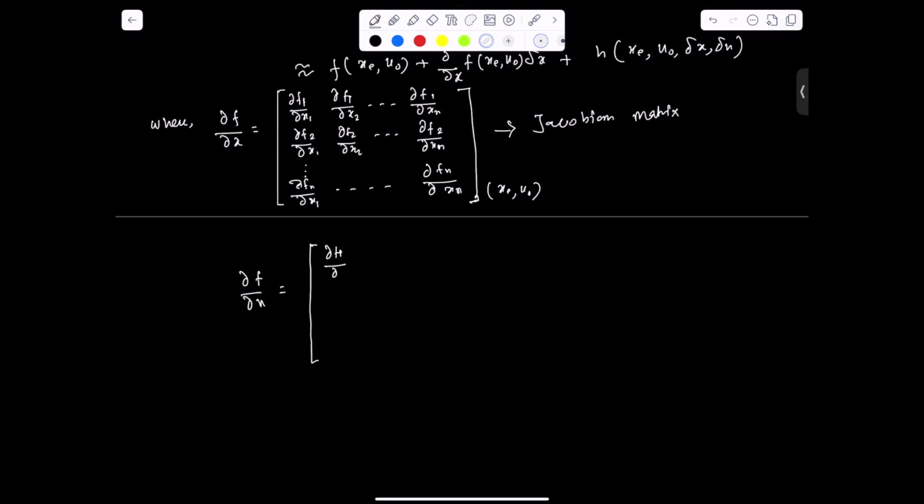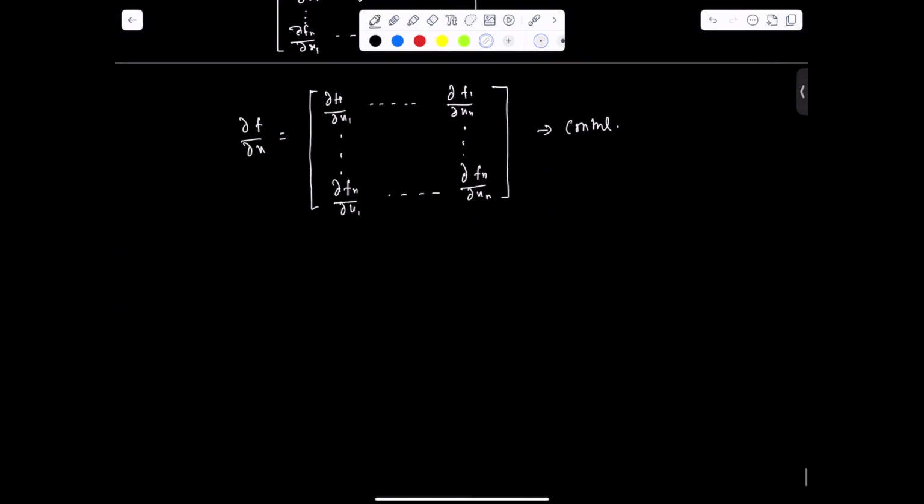∂f1/∂u1, up to ∂f1/∂un, and this is ∂fn/∂u1, up to ∂fn/∂un. This we can call the control counterpart. Here we are not assuming whether the system is autonomous or not, we are just taking the general system f(x, u). Now we can do one thing.